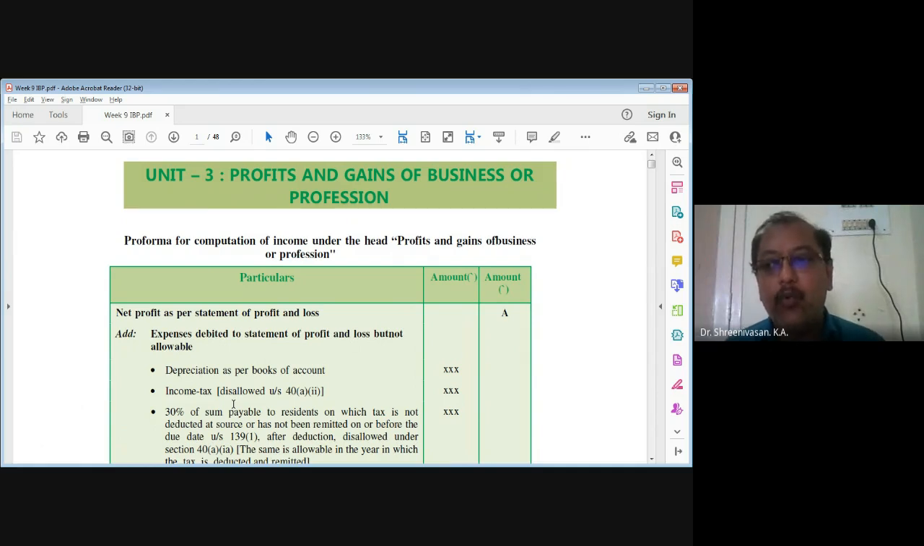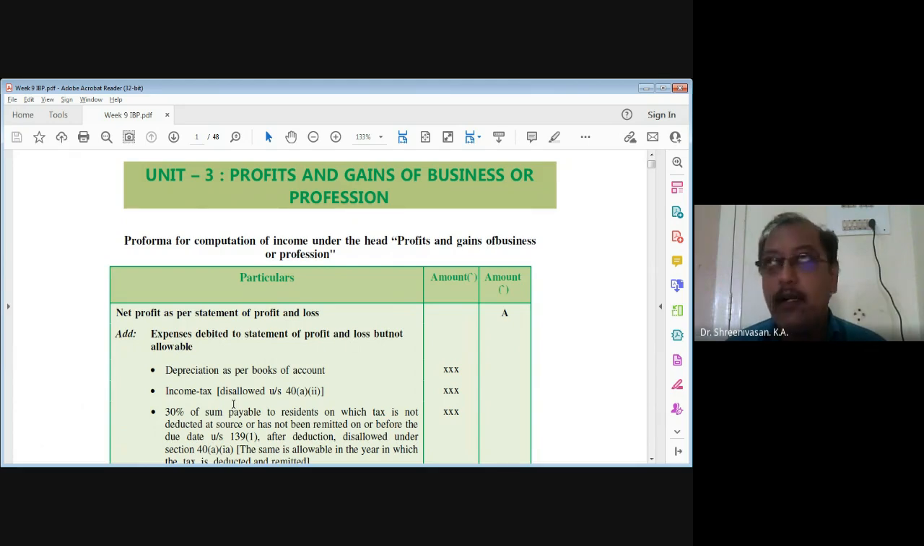Now we are going to have a hands-on situation on various assessees, how the profits from the business or from the profession are going to be computed as per the Income Tax Act. That is going to be discussed here, with some numerical examples, and we are going to look into it.